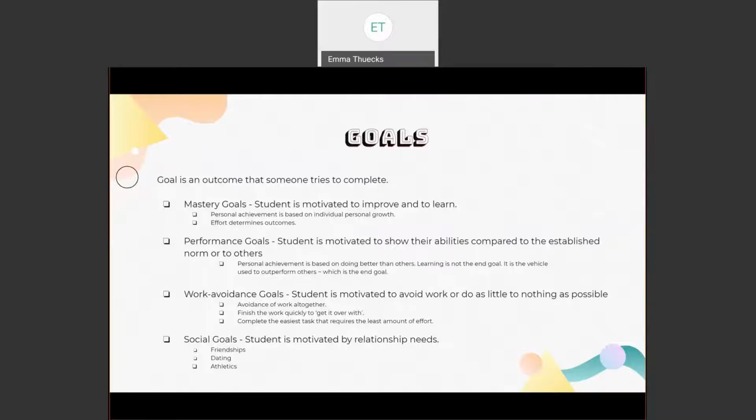And then the next one is work avoidance goals. The student is motivated to avoid work or do as little to nothing as possible. This is avoidance of work altogether, finishing the work quickly to get it over with, and completing the easiest task that requires the least amount of effort. And then the last one is social goals. The student is motivated by relationship needs, like friendships, dating, athletics, any kind of relationship that a student can form.